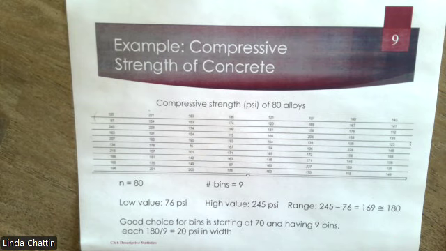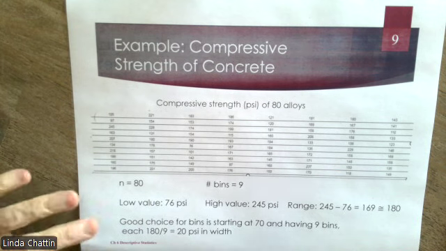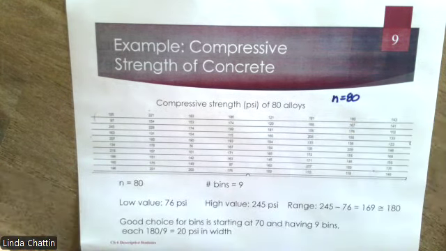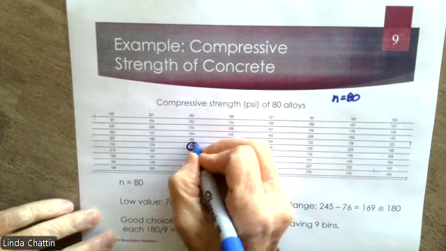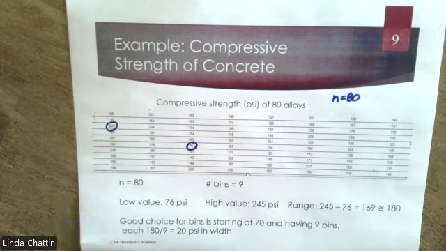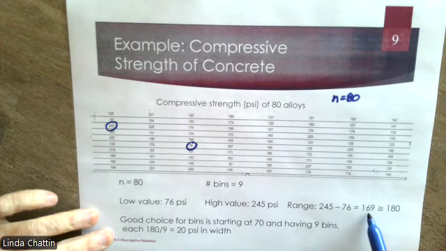So here we go. We've got 80 pieces of data here. My sample size is 80 of these alloys, and they're looking at the compressive strength. Again, it's a psi problem. If I look for my lowest value here, the lowest value happens to be 76. It's right here. And if I look for my highest value, that happens to be 245. So the range of this data is 169.